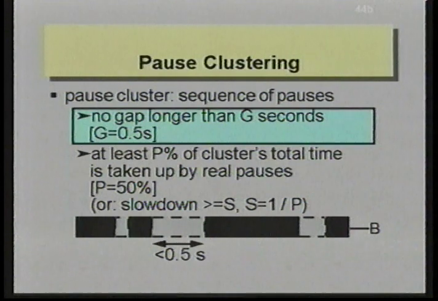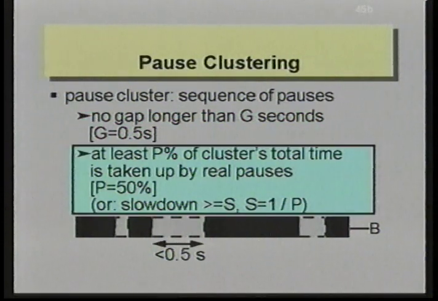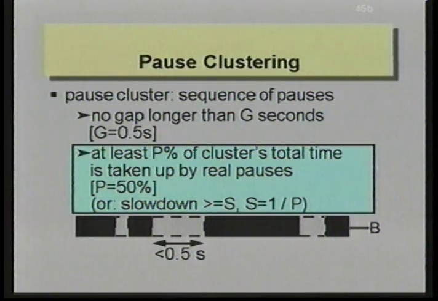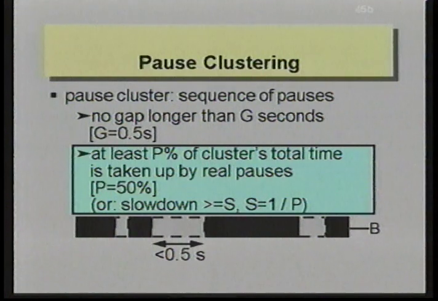The second rule is that the actual pauses within a certain cluster need to make up at least a certain percentage of the total time. What we've chosen is 50%. So at least 50% of a pause cluster needs to be real pauses. Or, another way of looking at it, the system needs to slow down by at least a factor of 2 in order for it to count as a pause. Because if 50% of the cluster is pauses and 50% is the gaps between pauses, the system is still running at half of its normal speed, and the other half it's spending in compilation.